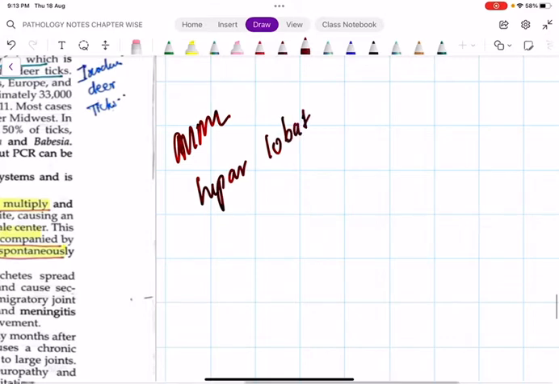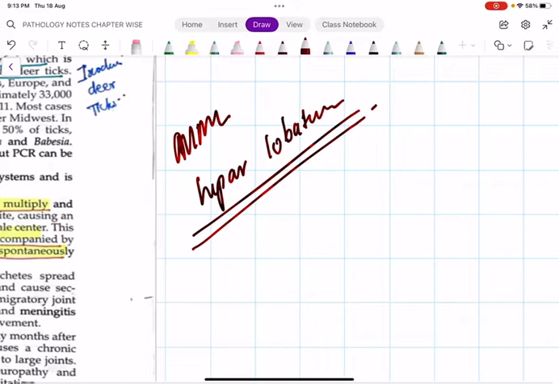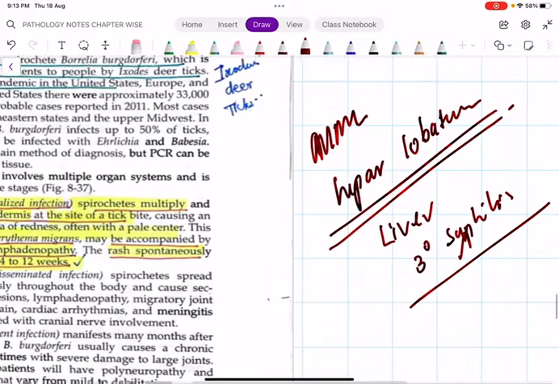Hepar lobatum is nothing else but the characteristic or distinctive lesion produced by the syphilitic gummas in the liver. Remember, it is seen in case of tertiary syphilis. Yes, tertiary syphilis. Very important.